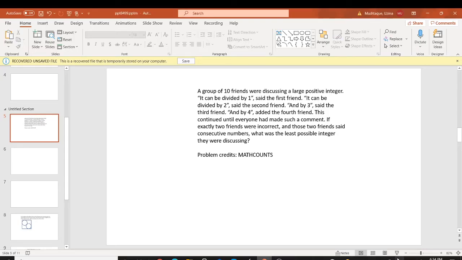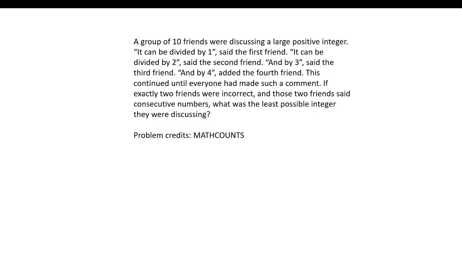In this Math Counts preparation lesson, we are going to be checking out some number theory problem solving strategies. So let's get started. We have a group of 10 friends who are discussing a large positive integer.